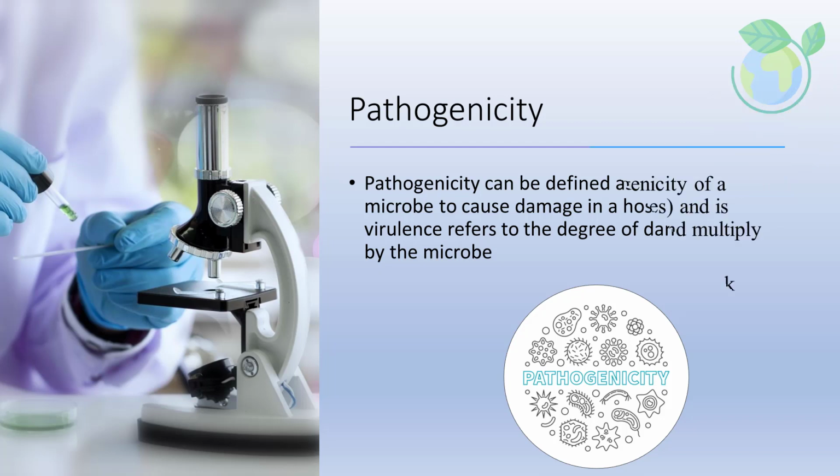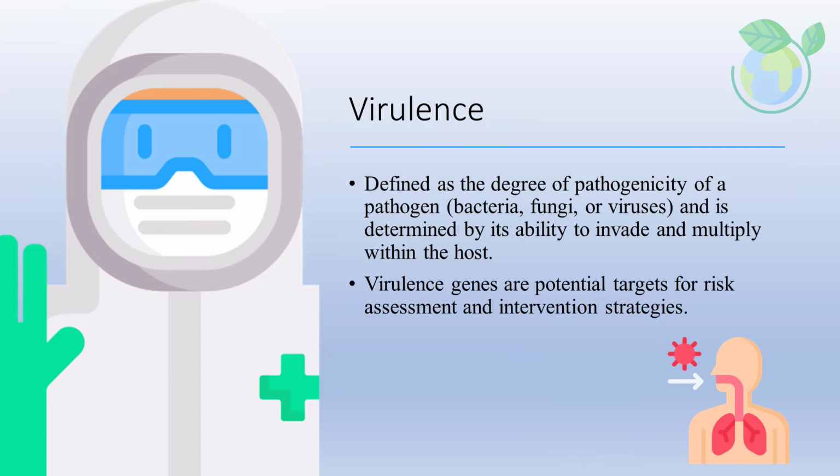virulence genes. Virulence is defined as the degree of pathogenicity of a pathogen, bacteria, fungi, or viruses, and is determined by its ability to invade and multiply within the host. Virulence genes are potential targets for risk assessment and intervention strategies. The identification of virulence genes may lead to the development of rapid screening tests. For instance, through the assessment of COVID-19 antigen testing by PCR.